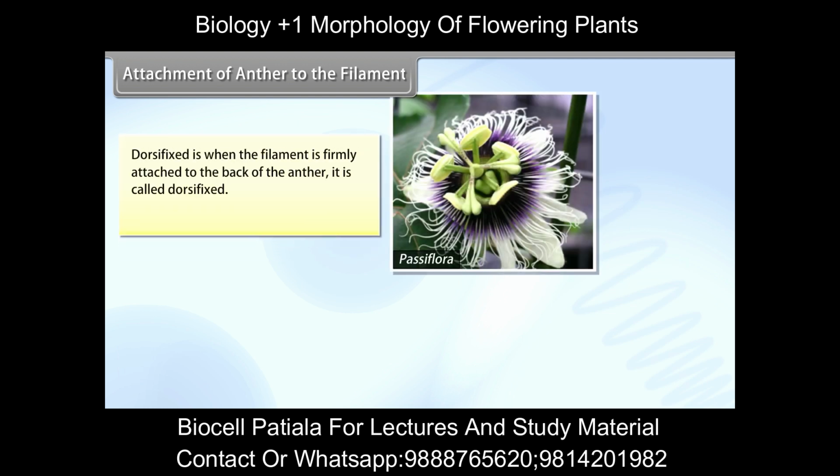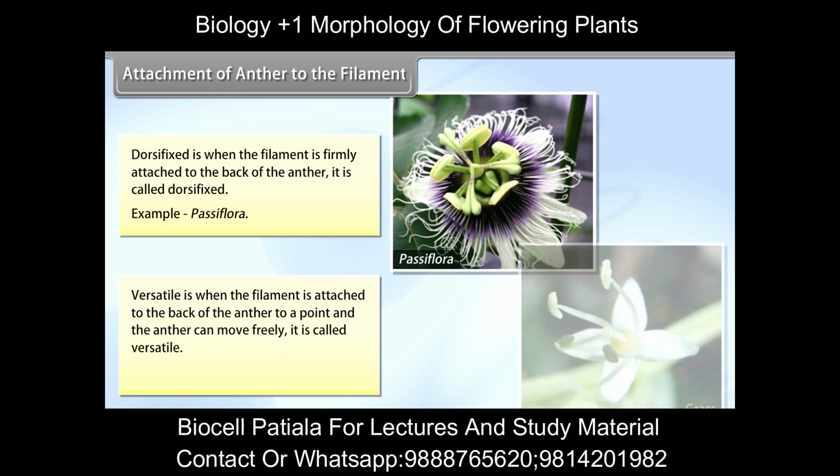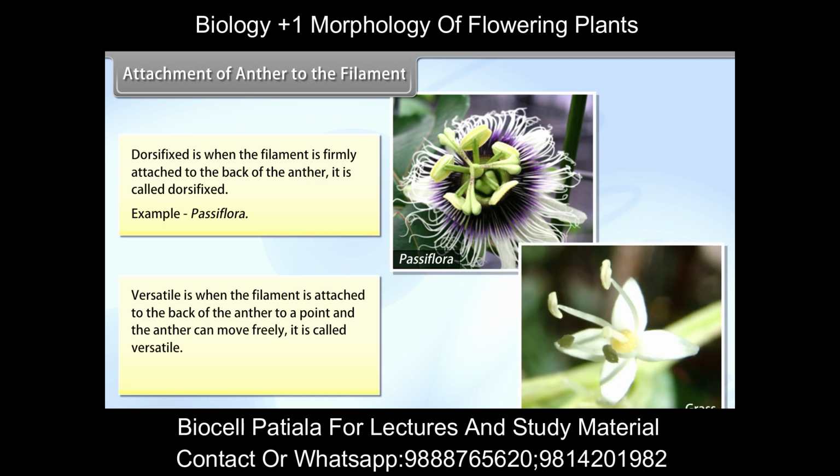Dorsifixed is when the filament is firmly attached to the back of the anther. Example, Passiflora. Versatile is when the filament is attached to the back of the anther at a point and the anther can move freely. Then it is called versatile. Example, grass.